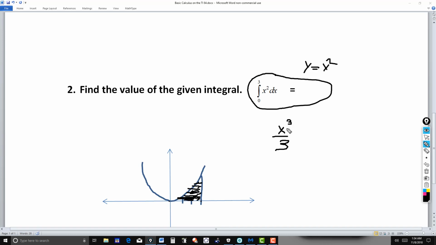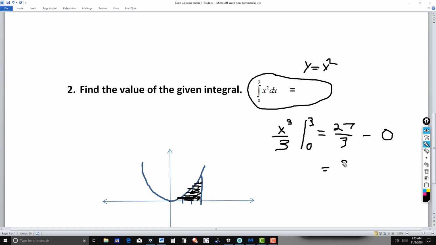So the way it works, now keep in mind, I'm doing this without the calculator just to show you how it works. So lower limit is 0, upper limit is 3, and then it works like this. You put 3 right there. That's 3 to the third is 27, divided by 3, minus the value of this function is 0. Well, 0 to the third is 0 divided by 3 is still 0. So this gives me 27 over 3, which is 9.